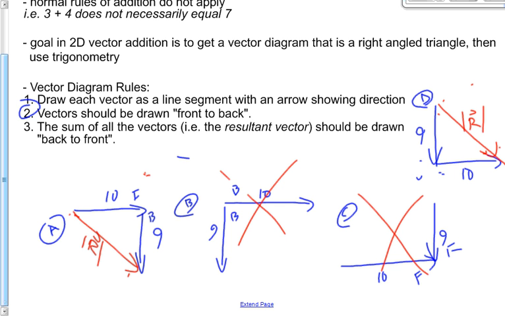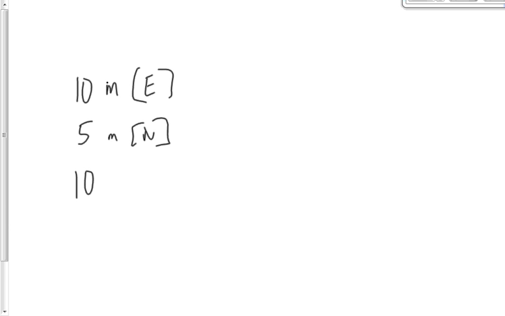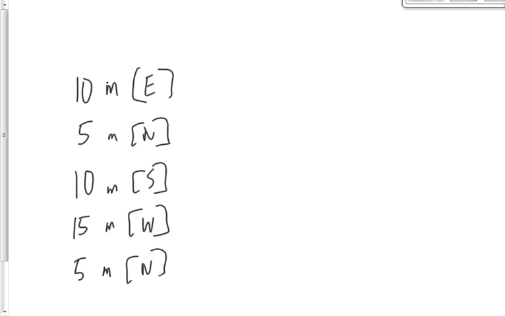If we had a 10 to the east and a 9 to the south, we can draw it like diagram A or diagram D. But what do we do if we had a situation like this, where maybe we had 10 to the east, we had 5 to the north, we had 10 to the south, we had 15 to the west, and then maybe we had another 5 to the north. What do we do with those?